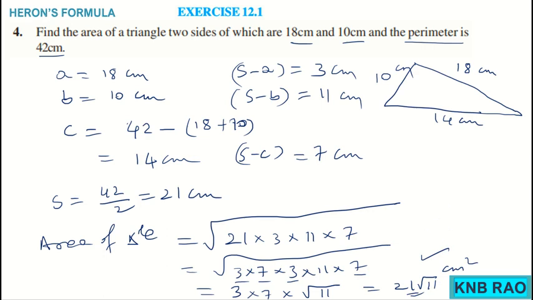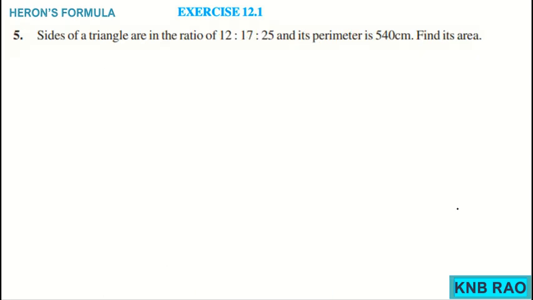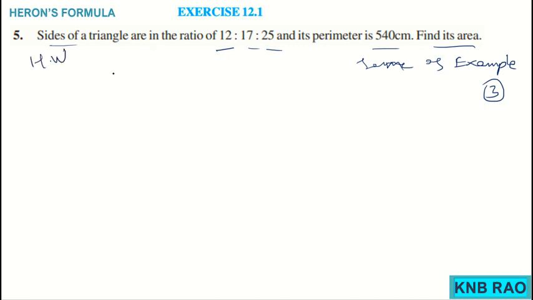Now moving on to question number 5. See children, question number 5, sides of a triangle are in the ratio 12 is to 17 is to 25 and its perimeter is 540 centimeter. Find its area. Same as example 3 which we solved in the beginning of today's session. So I am giving this as homework for you. You do it on your own. Okay, you know what are the steps to be followed, so you can do it on your own.